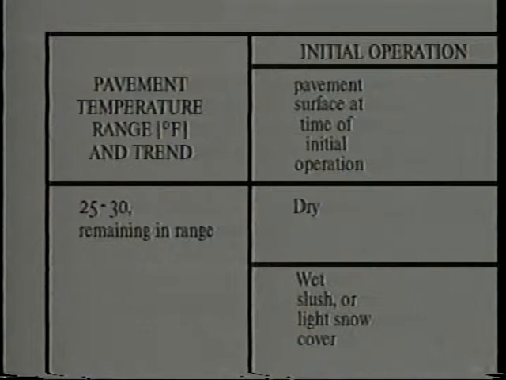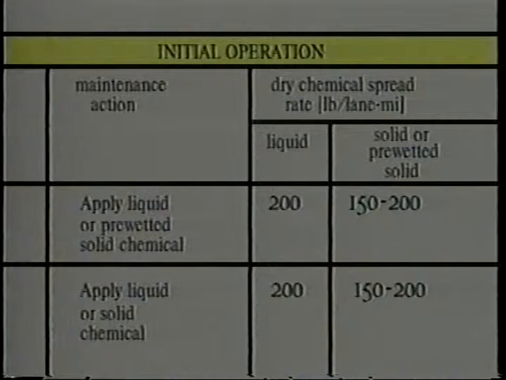For example, for a moderate or heavy snowstorm with the pavement temperature between 25 and 30 degrees Fahrenheit, and the pavement surface is wet, slush, or covered with light snow at the time of the initial operation, a liquid should be applied at a rate of 200 or a solid chemical at a rate of 150 to 200 pounds of solids per lane mile.